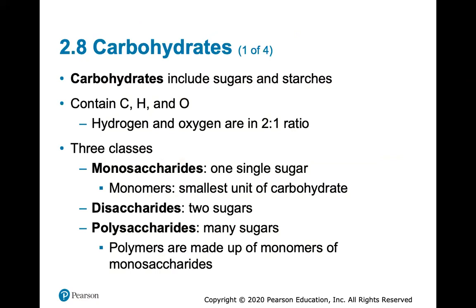Carbohydrates include sugars and starches. They contain carbon, hydrogen, and oxygen atoms in about that ratio. There are 3 classes of carbohydrates. A monosaccharide means 1 sugar. A disaccharide means 2 sugars. And poly, again, means many sugars. So a polysaccharide is just a polymer made up of monomers, or single units, of monosaccharides, so just single sugars.